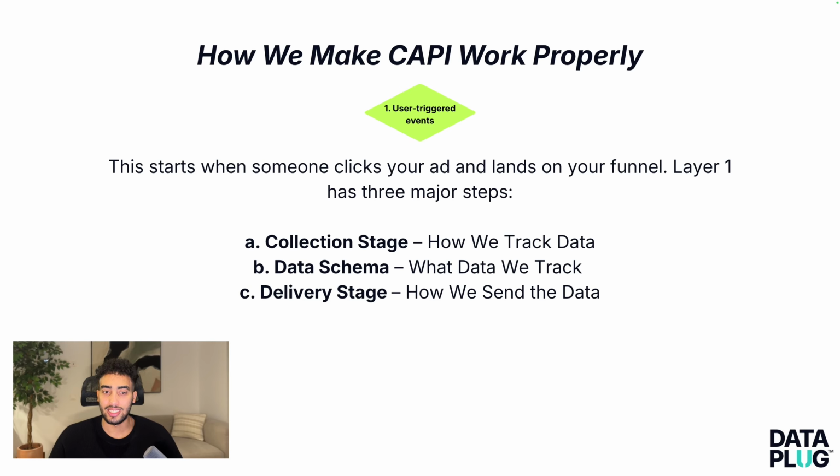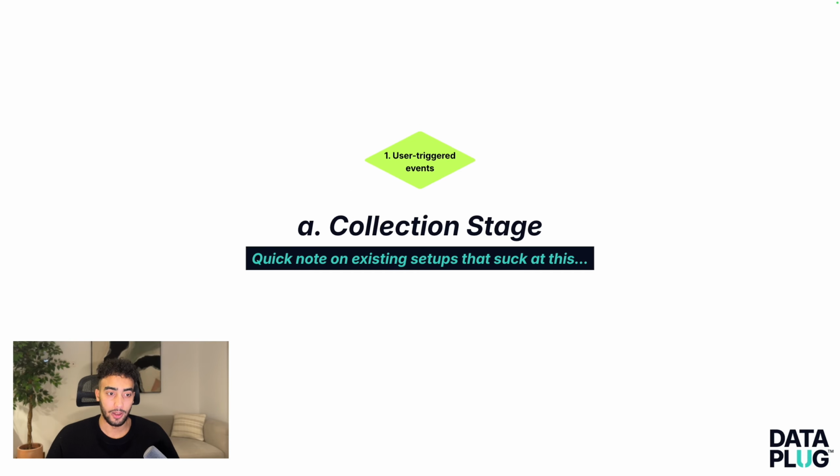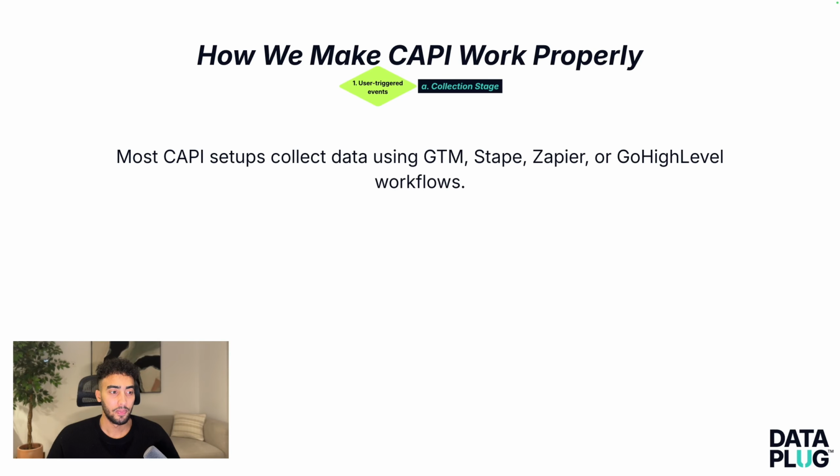How are we actually sending the data to Meta? For the collection stage, by the way, a quick note on the existing setups that truly suck at this. If you're using GTMs, Zapier, GoHighLevel workflows, etc., they work for CAPI. You're somewhat collecting data, but they're limited.